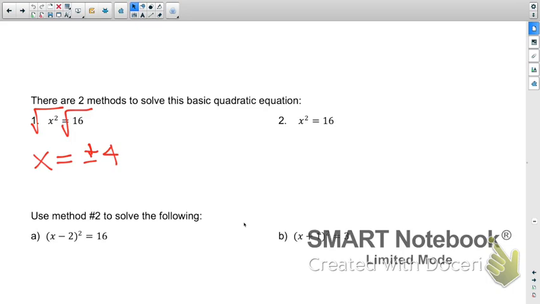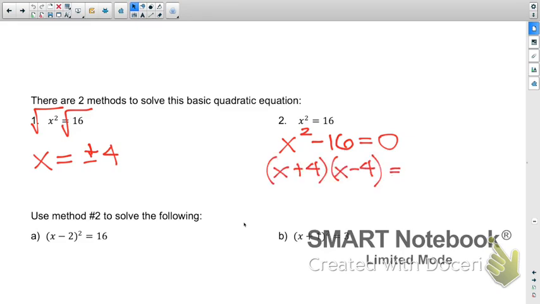What's the other way we can solve this? Move the 16. Yes. Move the 16 and do what with this? Well, in this case, this is difference of squares, right? Factor. X plus 4, x minus 4. Why would you do that? Just because you could think about it 2 different ways.